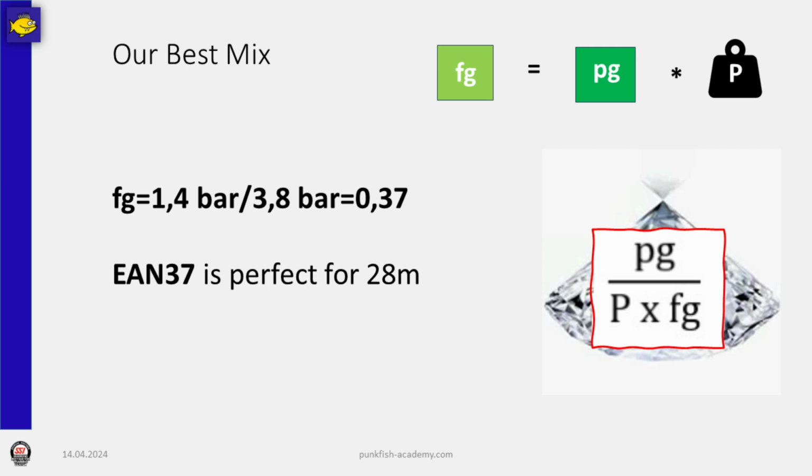So we just have to get out our calculators, divide 1.4 by 3.8, and this will give us a result of 0.37, which is the actual fraction of oxygen of the gas that would be perfect for 28 meters. Means we can now go to our shop and ask them to prepare a nitrox 37 for us. Easy, right? Nothing to worry about.